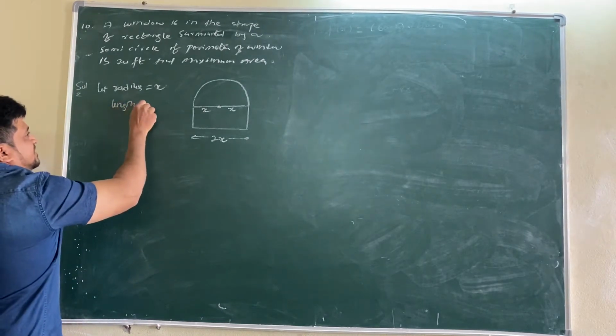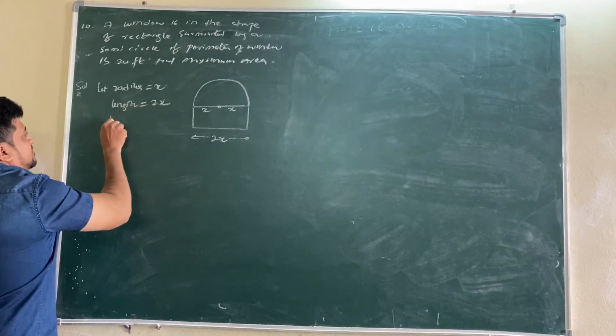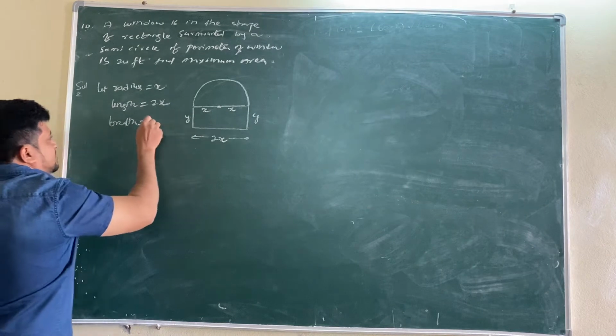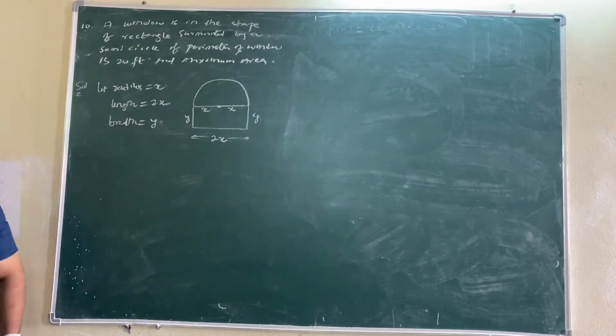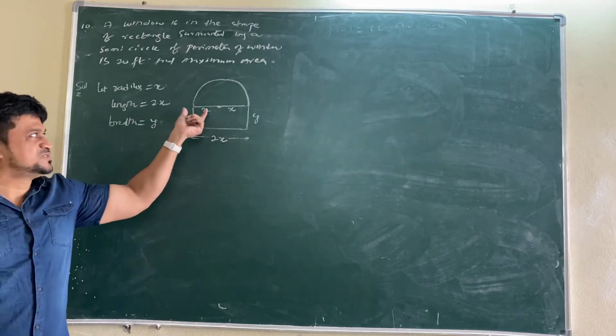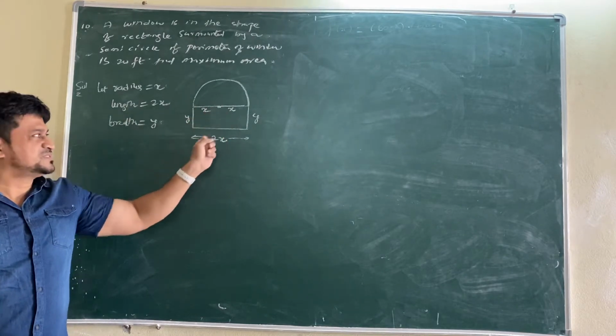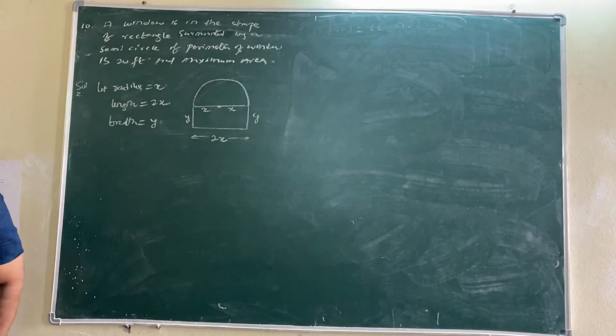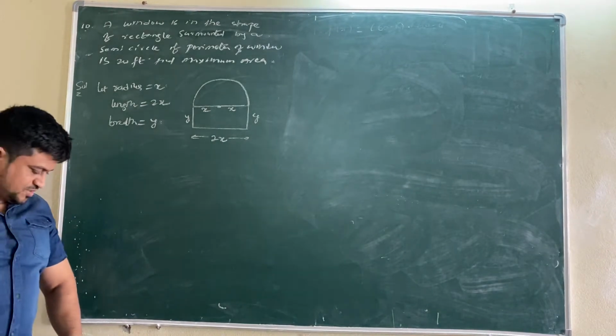Then we can consider the length of the rectangle, and the breadth of the rectangle you can take as y. Here the radius of the circle is x. We have started by taking the radius as x. This is also a radius. Both radii mean a total of 2x on the opposite side. That gives the length of the rectangle and the breadth of the rectangle. Now what do we have to do?